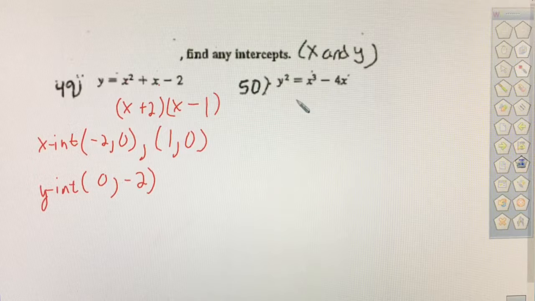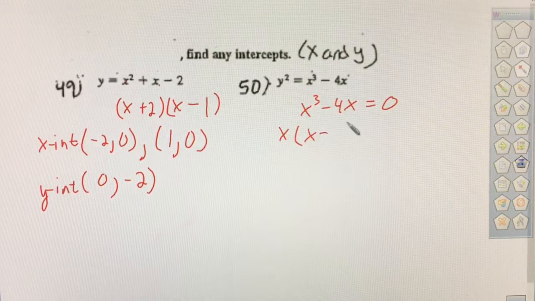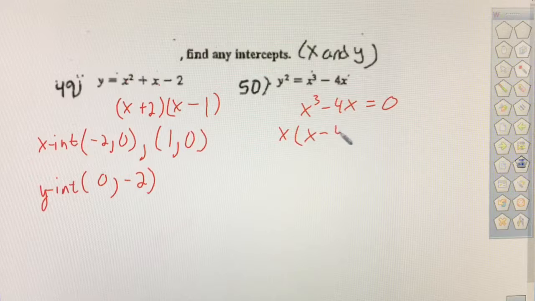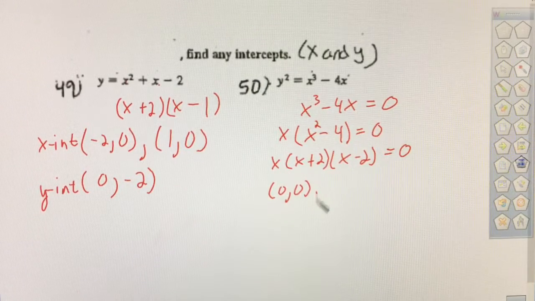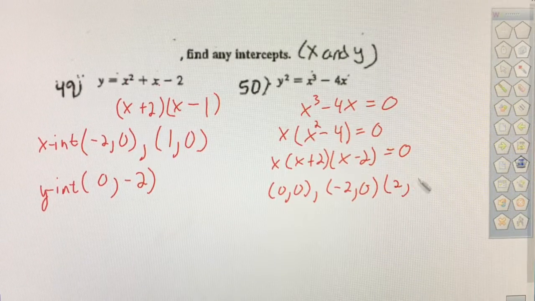Number 50, it's a cubic. I'm going to leave that squared and just set this equal to 0. So x cubed minus 4x equals 0. So I'm going to factor out an x, and it's going to give me x times x squared minus 4 equals 0. X times x plus 2, x minus 2 equals 0. So there's a 0 at 0, 0. There's a 0 at negative 2, 0. There's a 0 at 2, 0.